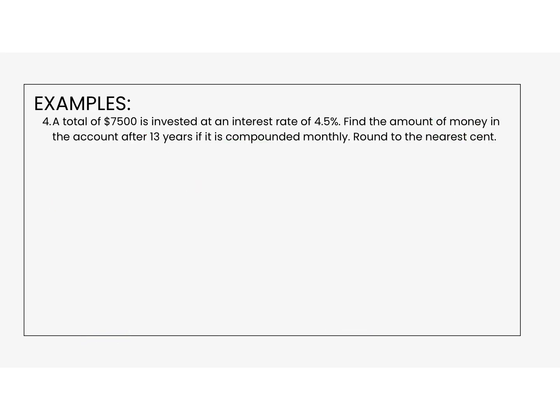All right, and then lastly, I just wanted to look at one that wasn't compounded continuously. So this is not all the examples in your packet. If you want to give those a try, you're more than welcome to. But number 4 says a total of 7,500 is invested at an interest rate of 4.5%. So 7,500, 4.5%. Find the amount of money in the account after 13 years. If it is compounded monthly, round to the nearest cent.